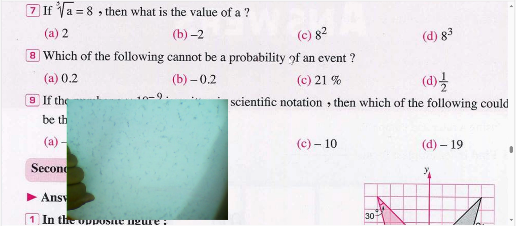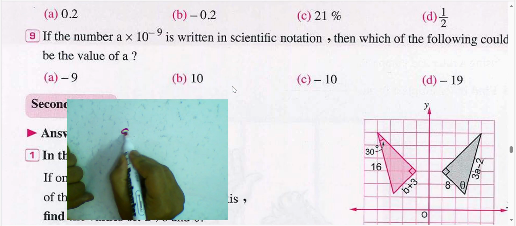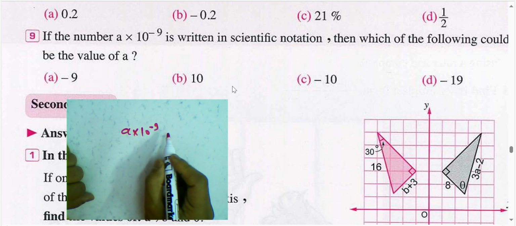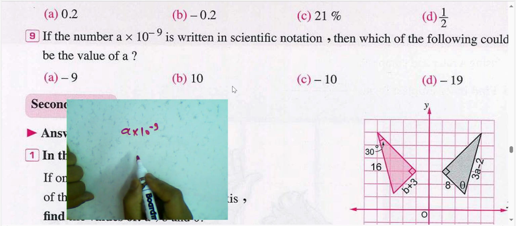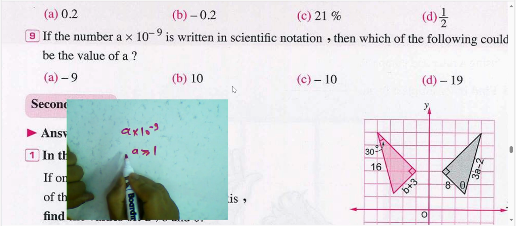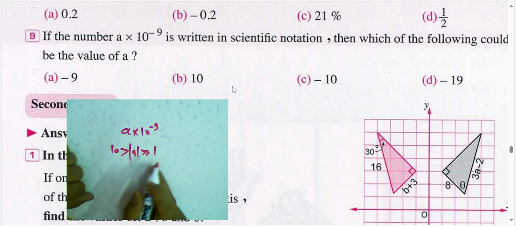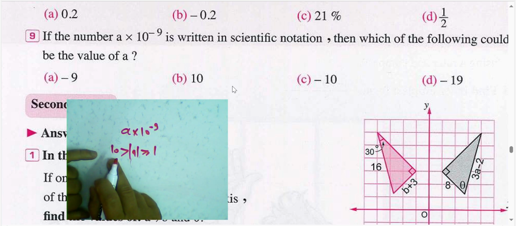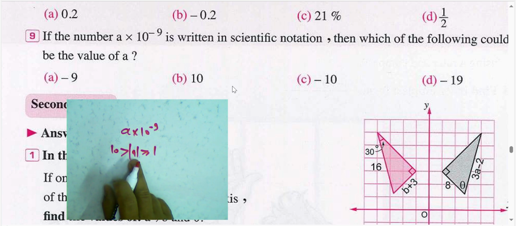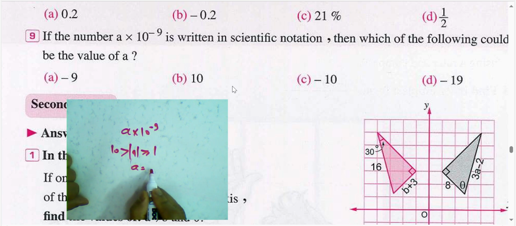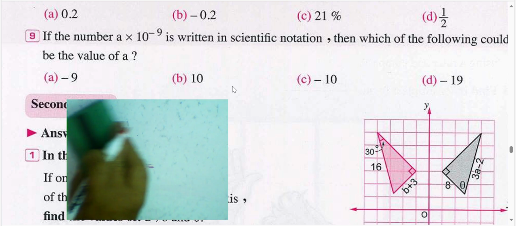The following can't be a probability of an event: negative 0.2. The number a times 10 to the power negative 9 is written in scientific notation. Which of the following could be the value of a? We know a must be greater than or equal to 1 and less than 10. The absolute value of a is greater than or equal to 1 and less than 10. Then the value of a here equals negative 9. Choose letter A.